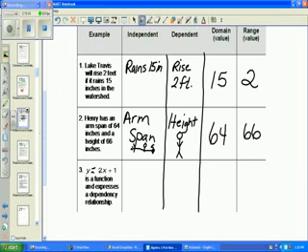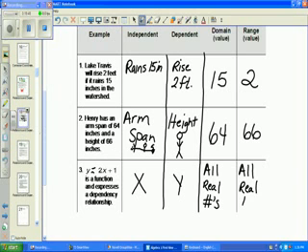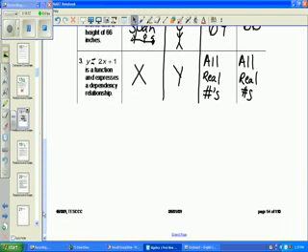What about this one? What's independent? What letter? X. What's dependent? Y. Okay, domain. Actually, it would be all real numbers. So right now, all real numbers, and we'll abbreviate. That just means any number. And this will be all real numbers. That's all it means. Anything else on that page? All right, going on.